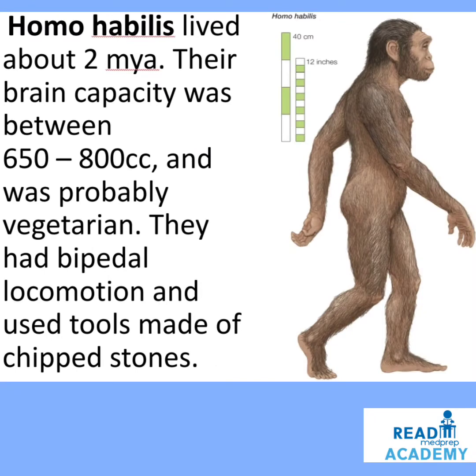Homo habilis lived about 2 million years ago. Their brain capacity was between 650 to 800 cc and they were probably vegetarian. They had bipedal locomotion and used tools made of chipped stones.